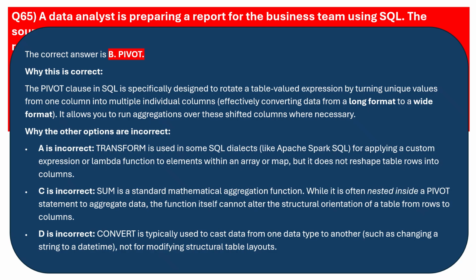While it is often nested inside a pivot statement to aggregate data, the function itself cannot alter the structural orientation of the table from rows to columns. D is incorrect. Convert is typically used to cast data from one data type to another, such as changing a string to a datetime, not for modifying structural table layouts.